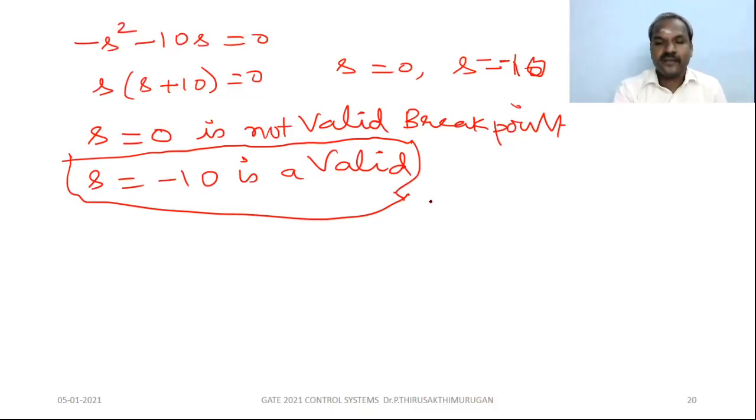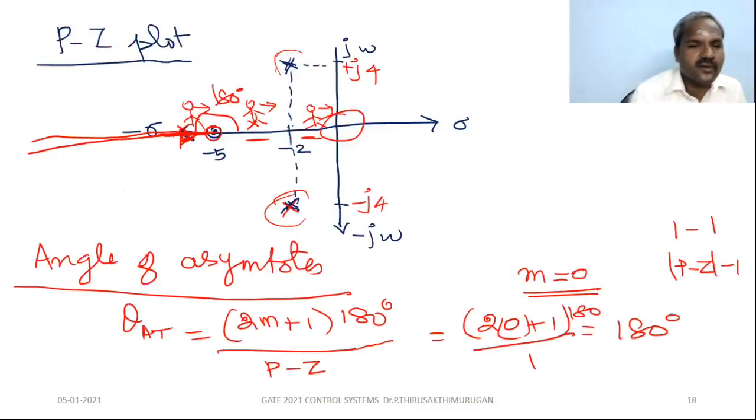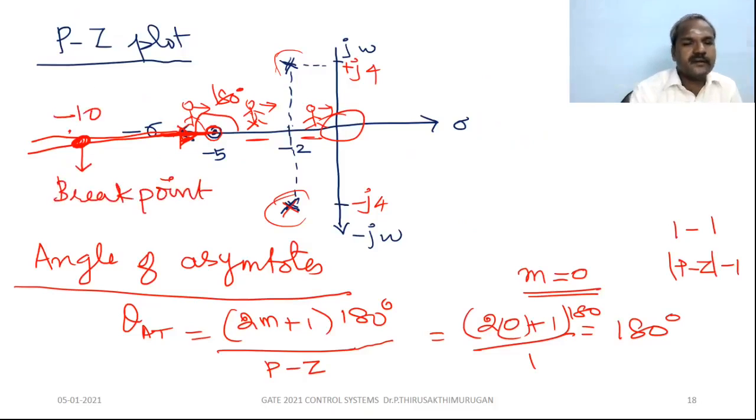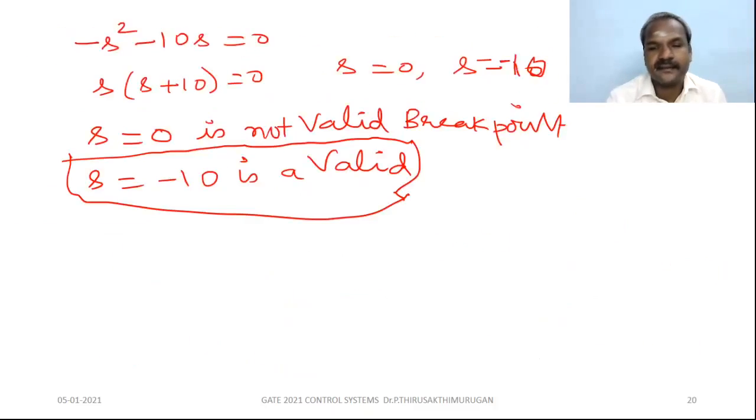So this point only lies on the root locus diagram. So where is minus 10? Minus 10 is here. So this is the breakpoint. So what is the breakpoint? Minus 10. The breakpoint is minus 10.